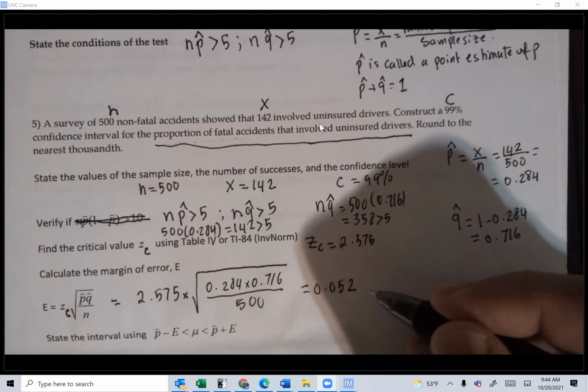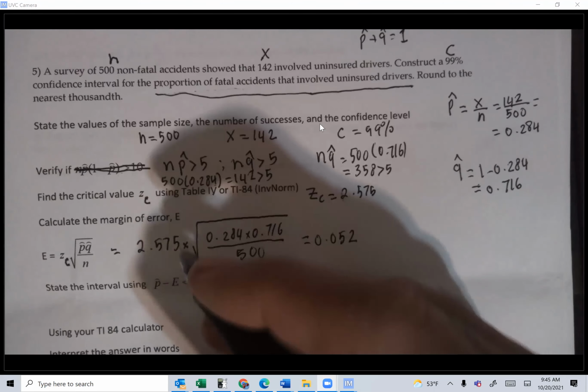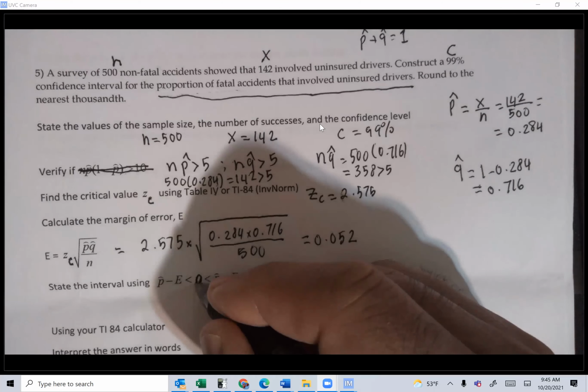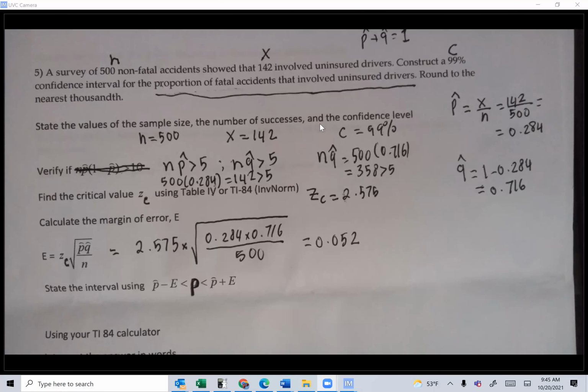And we're done, guys. Once you find E, you're going to see we're almost done. Watch. That should be a P. It's a mistake from my side. I just copy and paste from one section to another. Okay. P hat, you already know. It's X over N, 0.284.